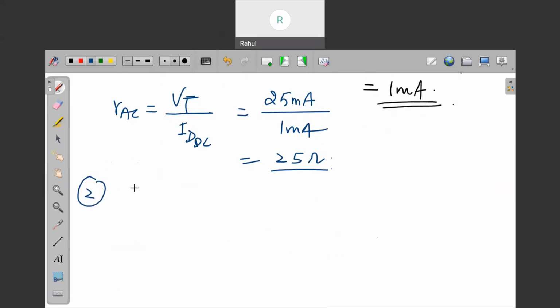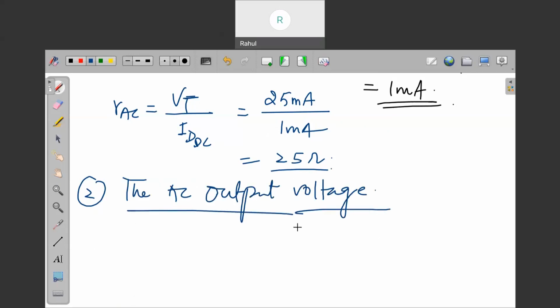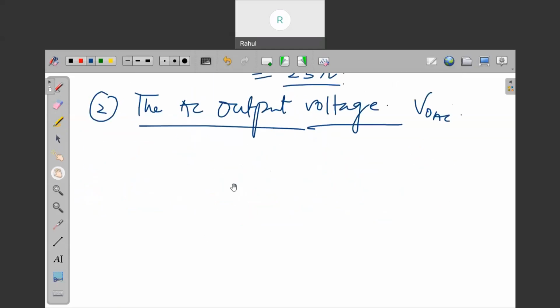Now the second question they have asked is the AC output voltage, V out AC. So what will happen now? You will have to perform the AC analysis, right? So what is AC analysis? AC analysis means your diode will behave like a resistor. Understand? A small signal model I have already discussed.